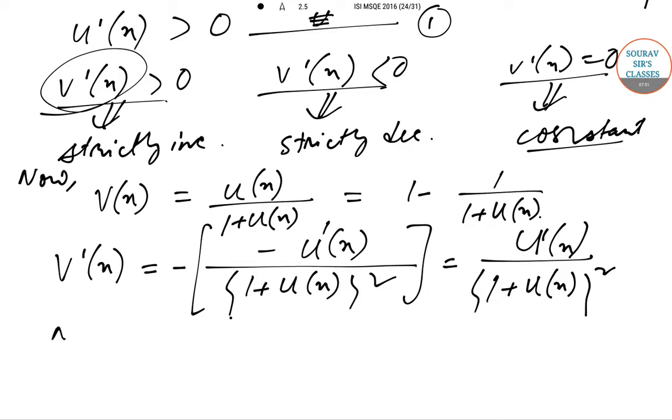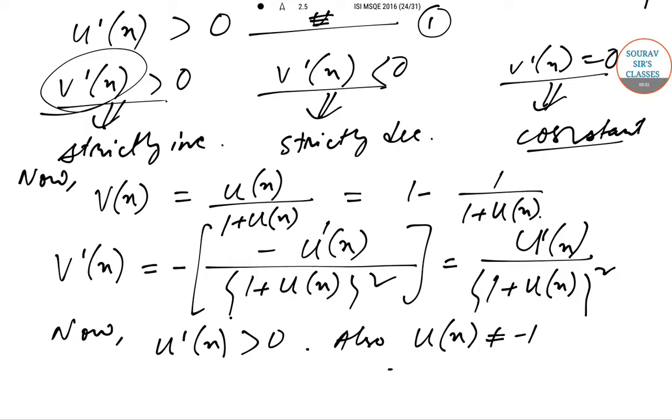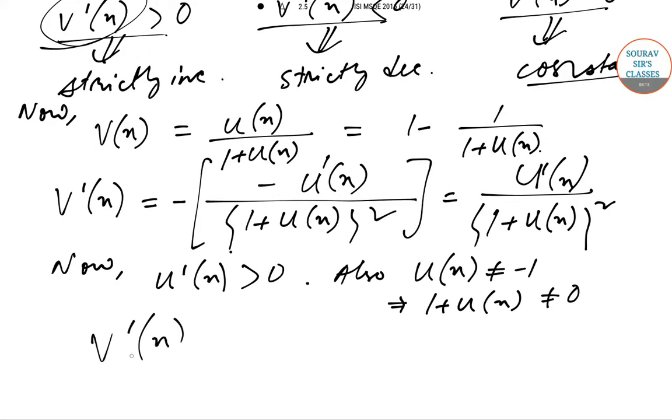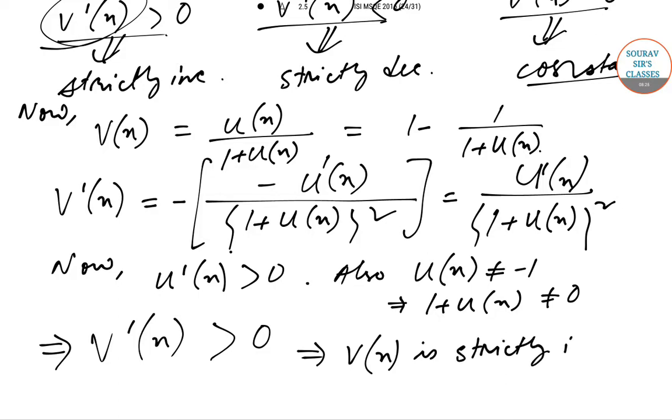Now u dash x is greater than 0, and also u of x is not equal to minus 1. This implies that 1 plus u of x is not equal to 0. So v dash x is not undefined. So we can definitely write that v dash x is greater than 0. This implies that v of x is strictly increasing. This is the option A.